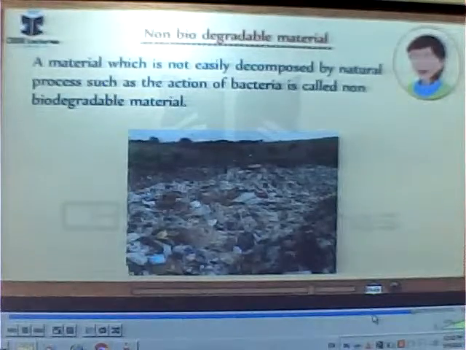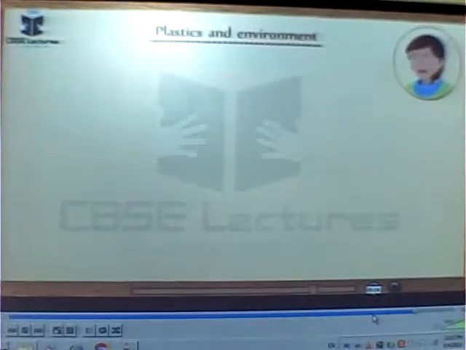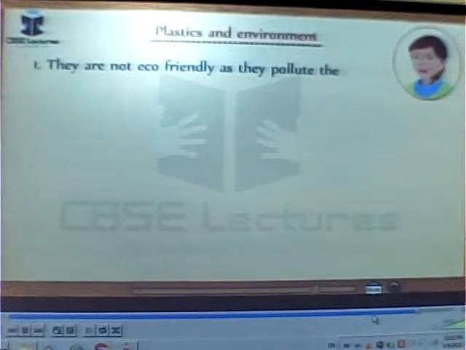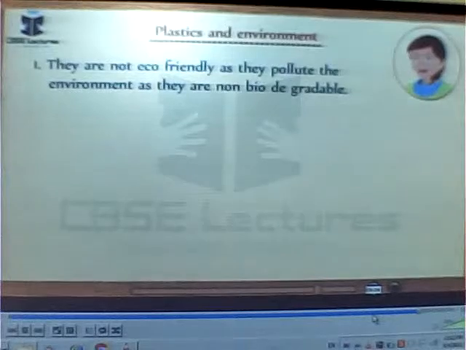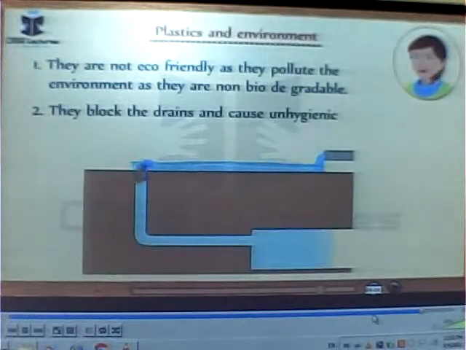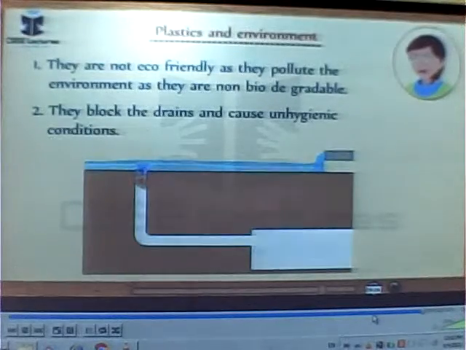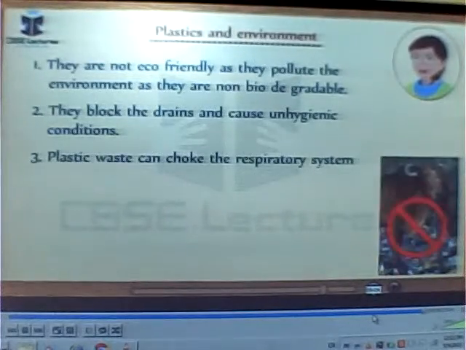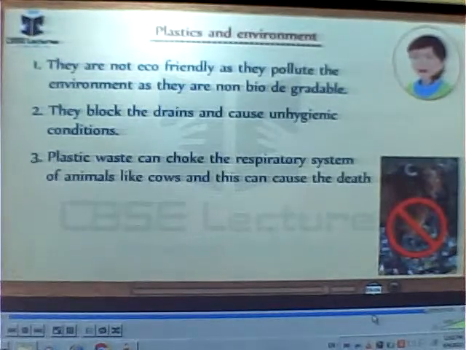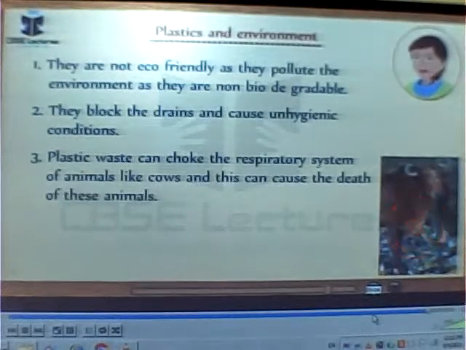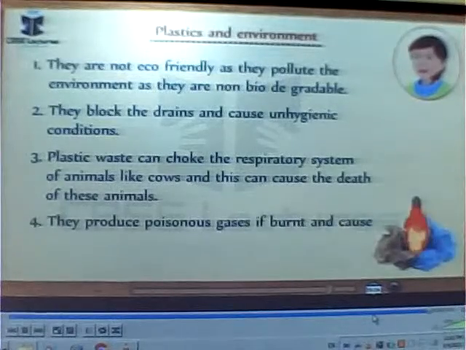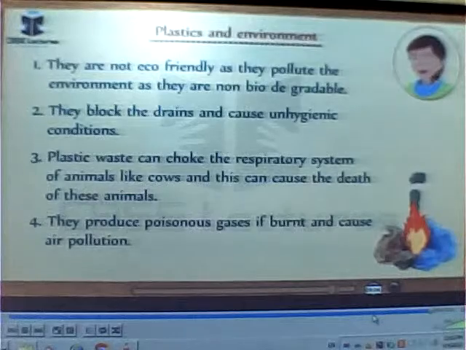Now you can understand the effect of plastics on the environment. They are not eco-friendly as they pollute the environment, being non-biodegradable. They block the drains and cause unhygienic conditions. Plastic waste can choke the respiratory system of animals like cows, and this can cause the death of these animals. They produce poisonous gases if burned and cause air pollution.